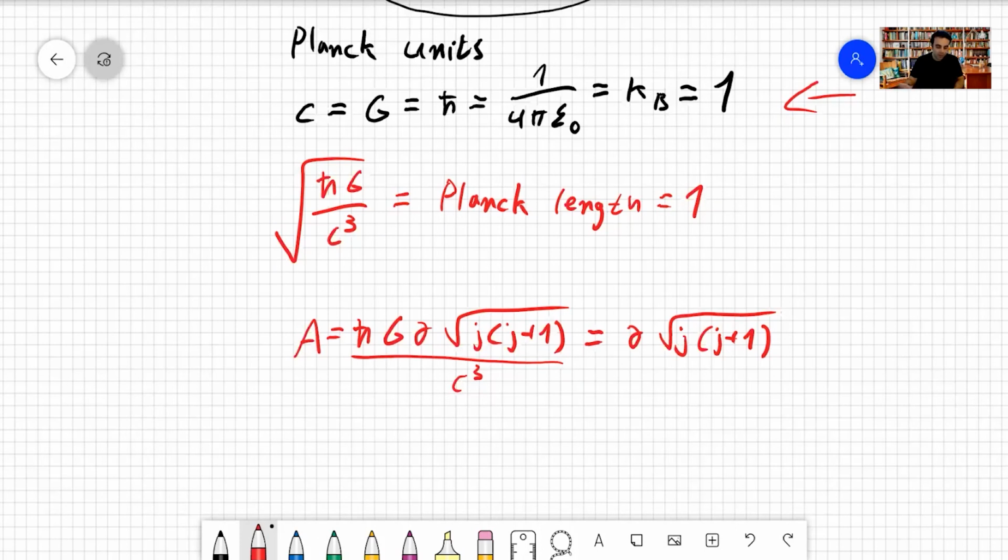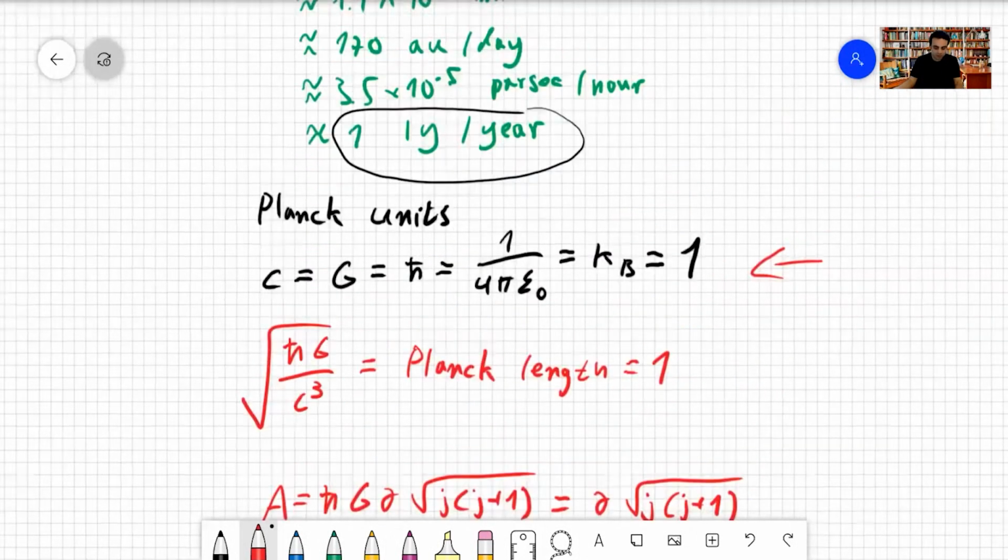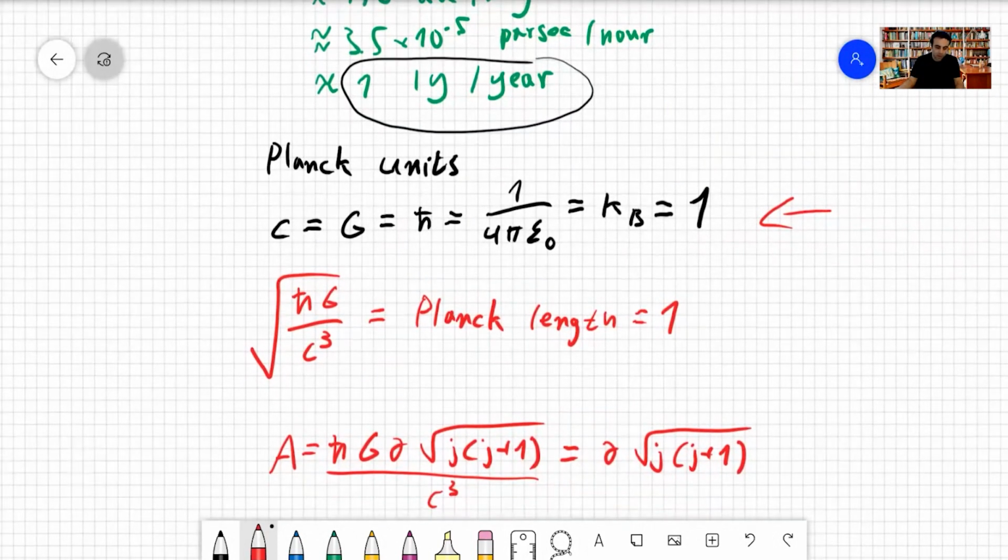So c, the speed of light, is equal to one. What that really means is that I measure length and time in the same units. So then length is light year and time is year. So the velocity of light is just one in those particular units. Same for all the other constants here. The value is one in this particular unit. Of course, when I change to a different system of units, the values are not going to be one anymore.